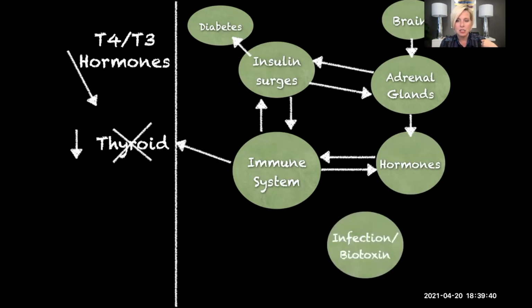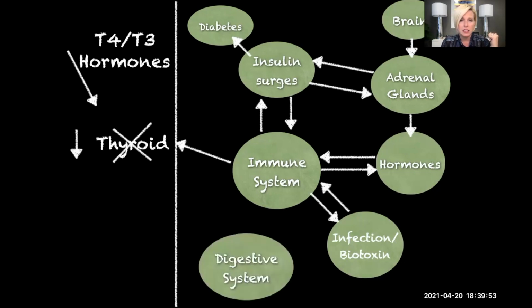The other things we talked about are infections and biotoxins, where the body can't recognize these toxins and get them out. And with infections, it is constantly creating inflammation. And then we also have the digestive system, whether you have infections in the digestive system, which I find all the time, or you have food sensitivities that are creating inflammation in the body that are triggering the immune system to attack the thyroid.